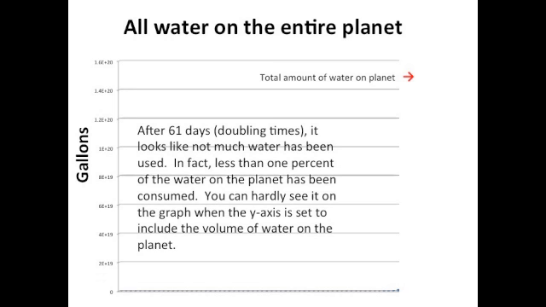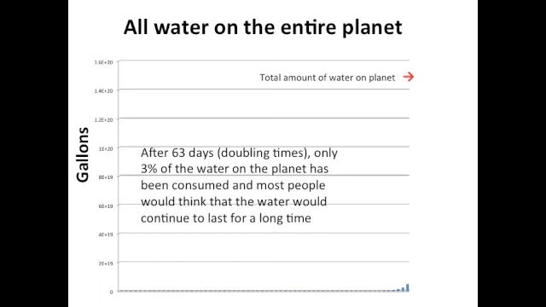We're going to just skip to the end here because I don't want to bore you with the beginning part of exponential growth when it appears that not much is happening. So after 61 days or doubling times, it looks like not much water has been used. In fact, at this point, less than 1% of the water on the planet's been consumed, and you can hardly see it on the graph when the y-axis is set to include the 150 quintillion gallons of water on the planet.